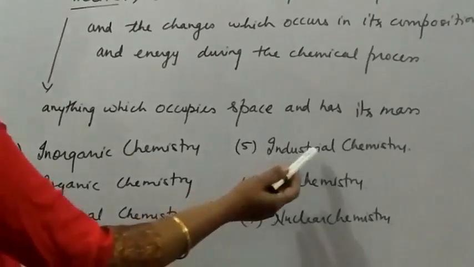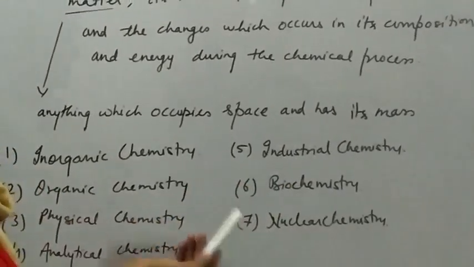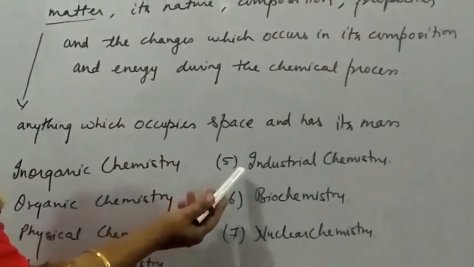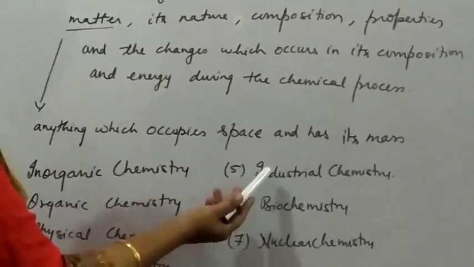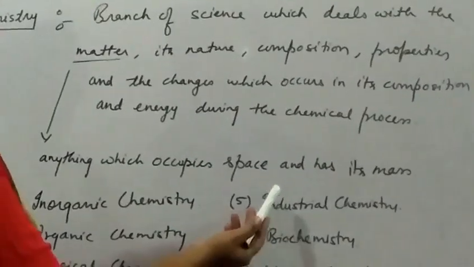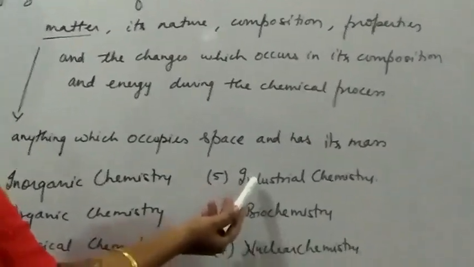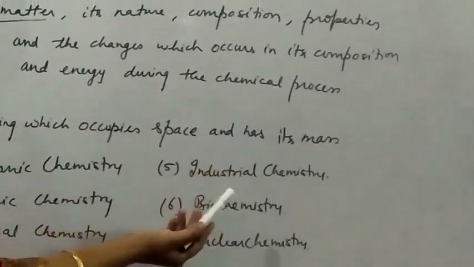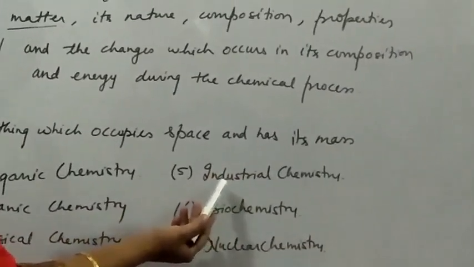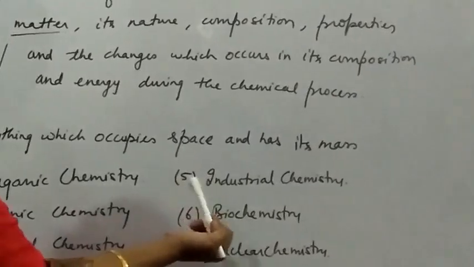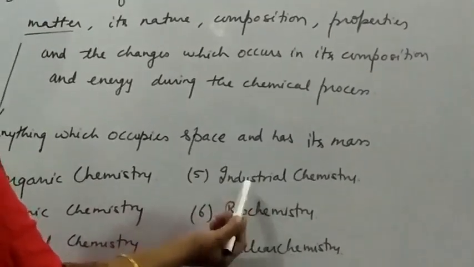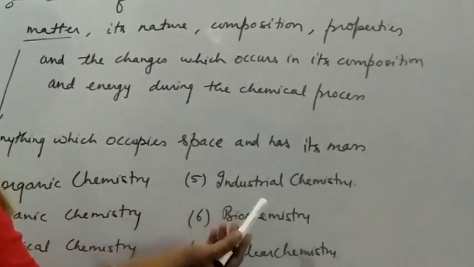Next is industrial chemistry. Now here it is the branch of chemistry which has been utilized in the industries for the production of different compounds which are beneficial in daily life and in the industries. For example, we have paints, right? Paints are there. Then many solvents which are being prepared in the industries.